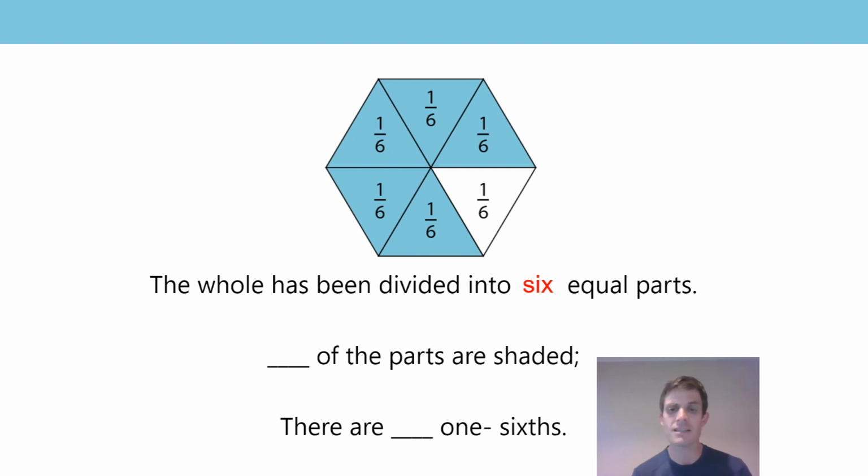The next part of our sentence stem. So, blank of the parts are shaded. How many parts are shaded? There are 5 of the parts shaded. So let's say that together. 5 of the parts are shaded. And our last part of our sentence stem, there are 5/6 shaded.